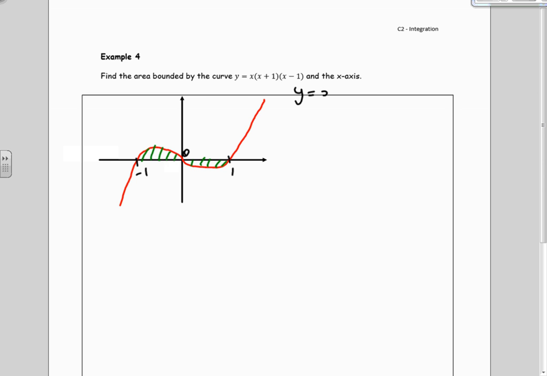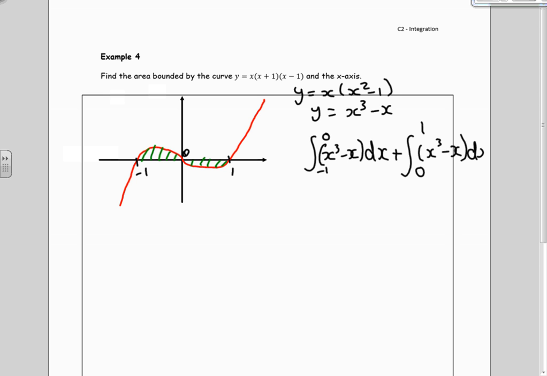So I'm going to just expand out my equation, so that would give me y equals x times (x squared minus 1), which gives me y equals x cubed minus x. So I want to integrate between -1 and 0, x cubed minus x with respect to x, and then I want to add on the integration between 0 and 1 of the same equation. So that's x cubed minus x with respect to x.